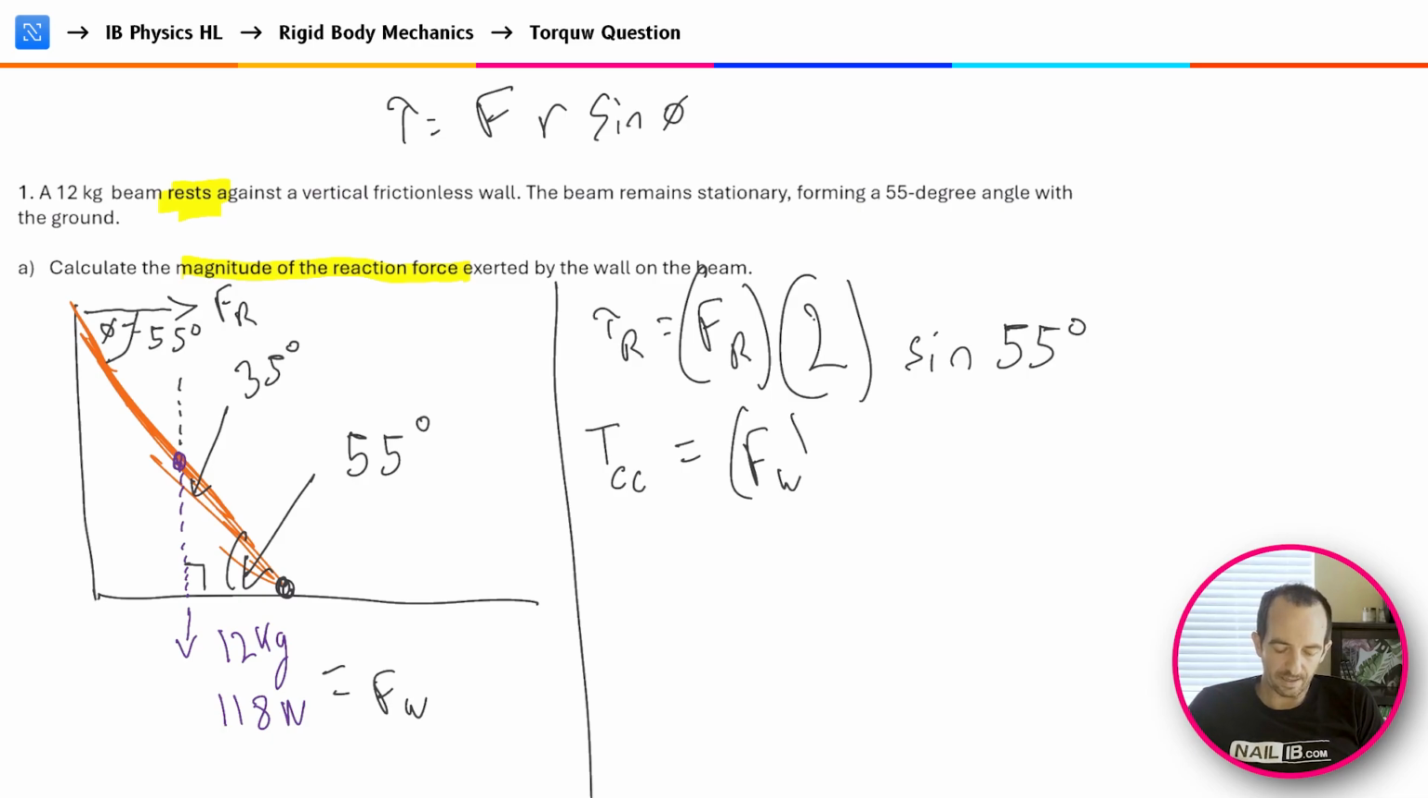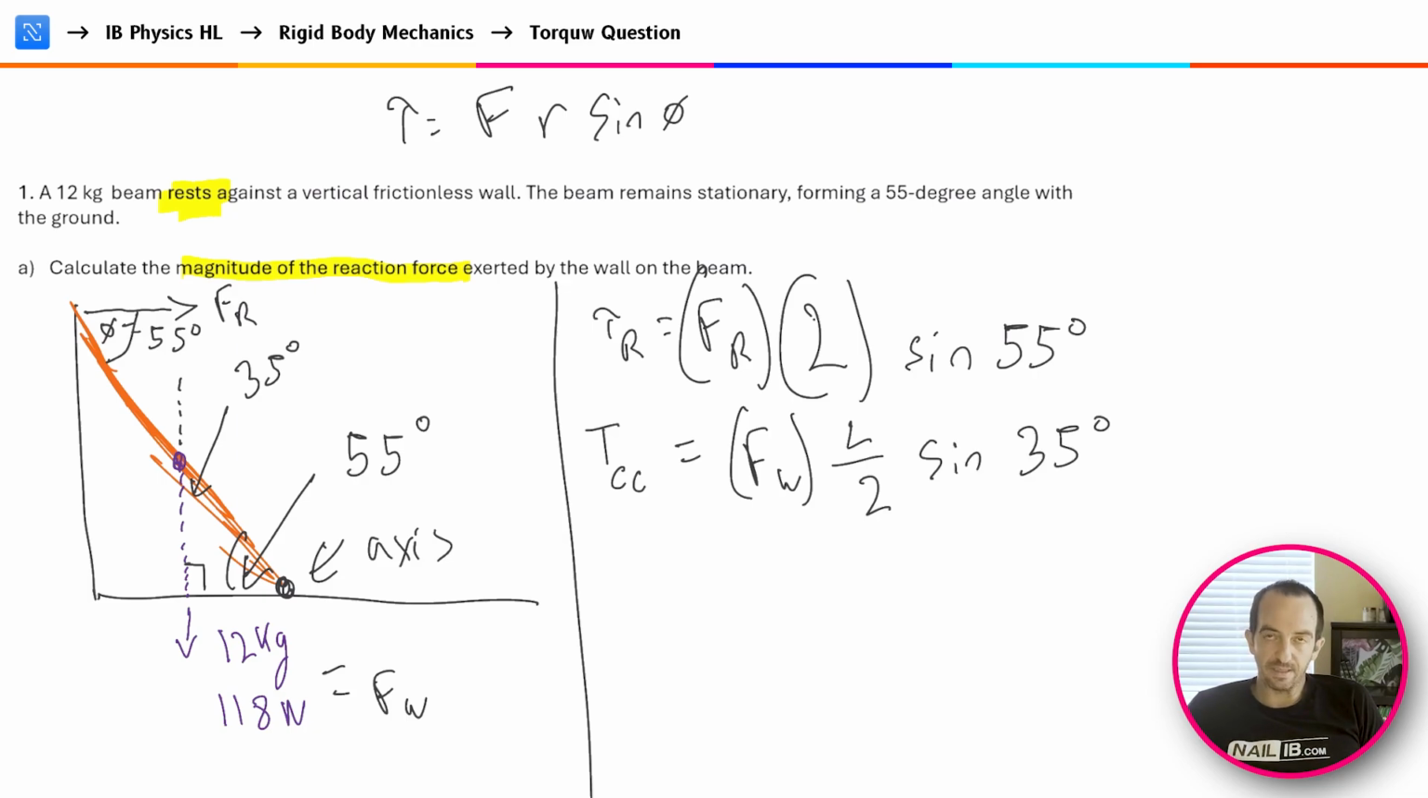Where is that located? Since we have this uniform beam, we could assume it's of uniform weight. We would think about the force coming through the middle of the beam. So it's going to be L over 2. That's going to be the distance from the force of the weight to the axis. And now what are we multiplying by? It's going to be multiplied by sine of 35 degrees.